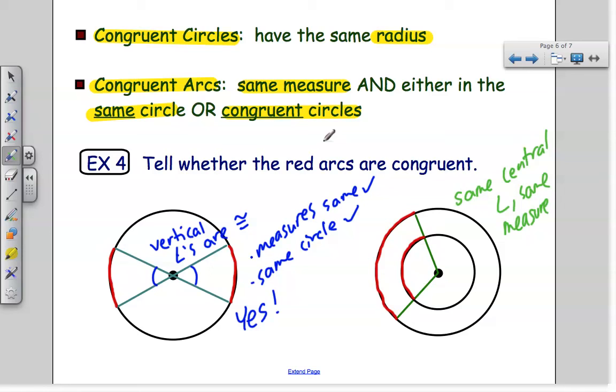These are in two different circles, and they are not congruent circles. Obviously, the radius of the little guy is smaller than the big one, so are the red arcs congruent? No, they're not in this case. So, arc measures in circles today.